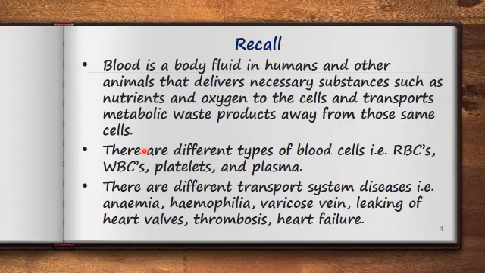Okay, and we have also discussed the different types of blood cells, which include the red blood cells, which carry oxygen, white blood cells, whose basic function is to fight against germs, and platelets, whose function is to help in the formation of clots. And plasma, as I've told you, is a liquid part of the blood which contains different nutrients, waste, water, salts, and different proteins as well. Then we discussed different types of transport diseases, which include anemia, hemophilia, varicose vein, leaking of heart valves, thrombosis, and finally the most dangerous one, heart failure.